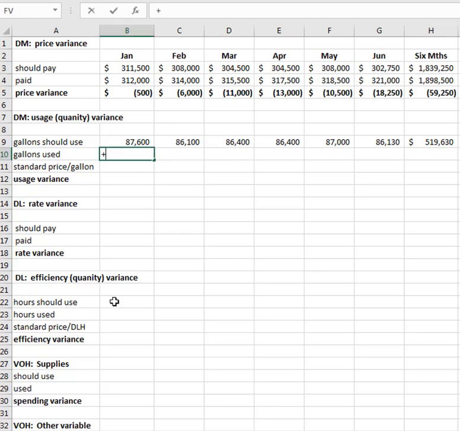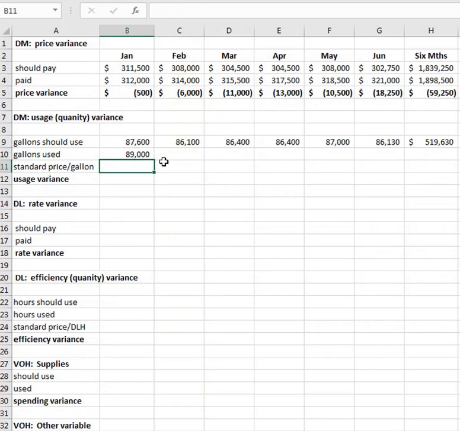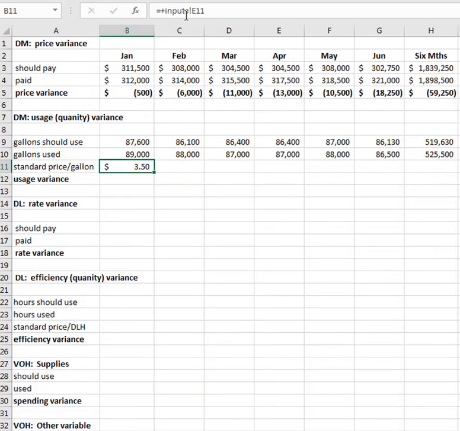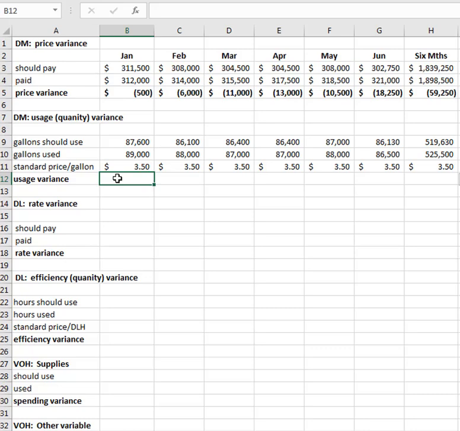Now, how much did they use? All right, let's go on over here and see how much did they use. So, milk used. Okay. Let's turn that back into units here. And then that difference between the gallons they used and the gallons they should have used would be multiplied times the standard price per gallon, which is the $3.50. We will anchor that. It turned it into an absolute reference rather than a relative reference. And now we can do the calculation.